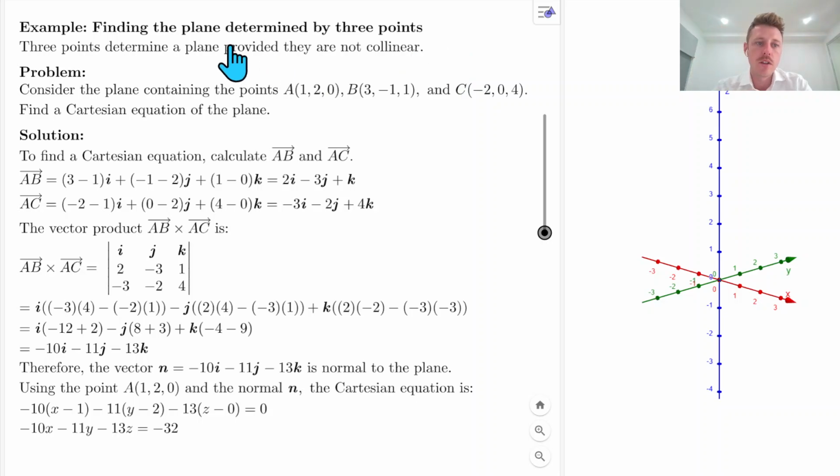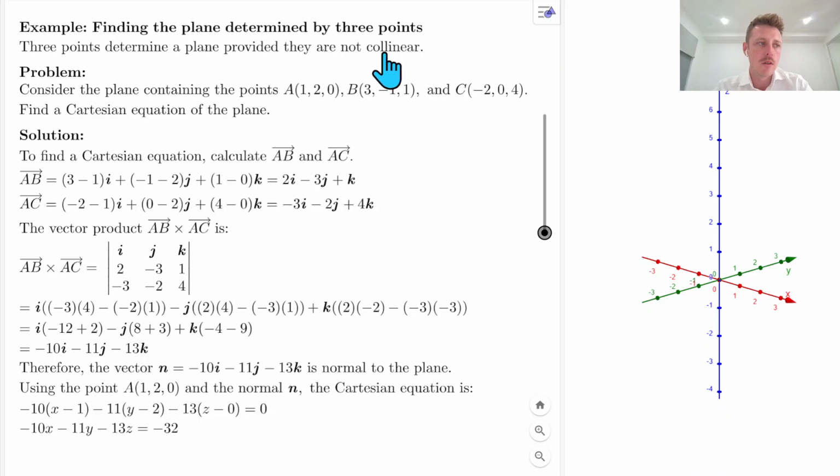Now let's look at how to find the plane when you're given 3 points. 3 points is enough to determine the position of a plane, provided they're not collinear. We've spoken about collinearity before, so definitely go have a look at that with some of the links below.